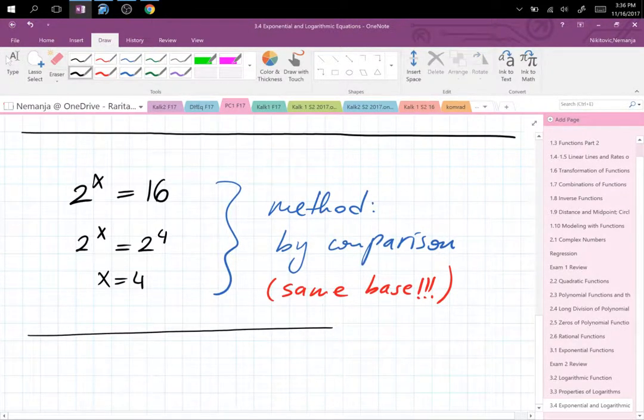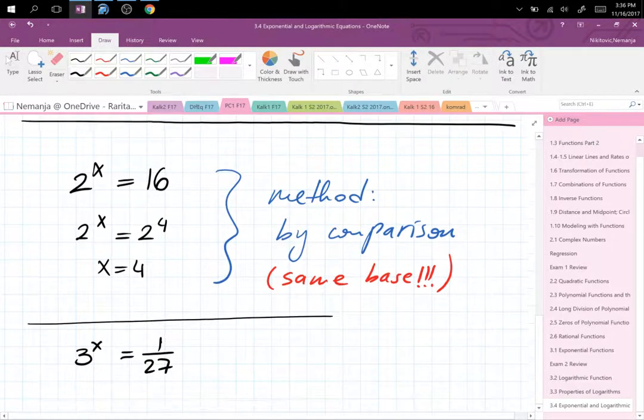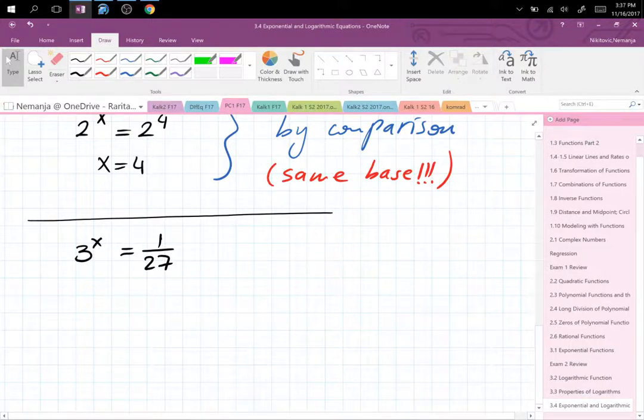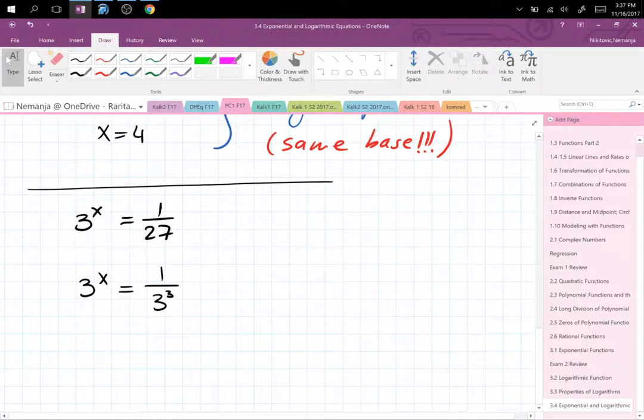Another example would be, let's say, 3 to the x is equal to 1 over 27. You immediately recognize that 27 can be written as 3 to the 3. So you have 3 to the x is equal to 1 over 3 cubed. Now you bring this 3 cubed up, so 3 to the x is equal to 3 to the negative 3, when it goes from the denominator to the numerator. And x equals negative 3.